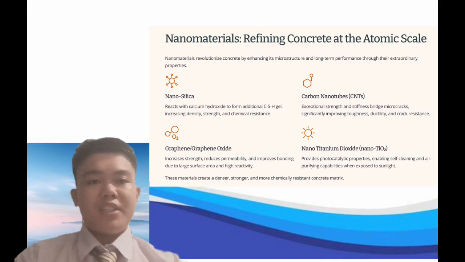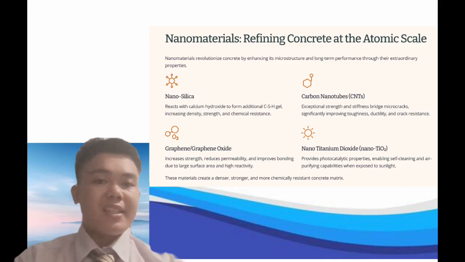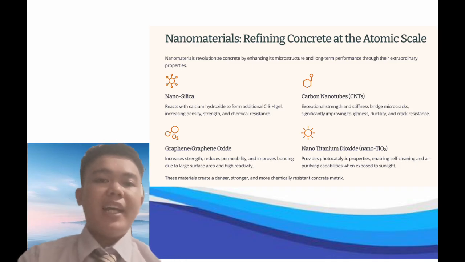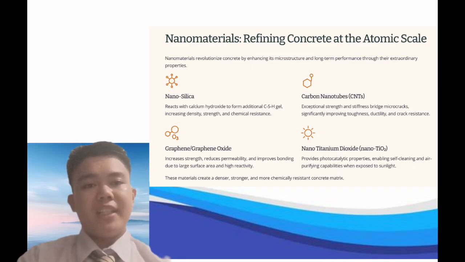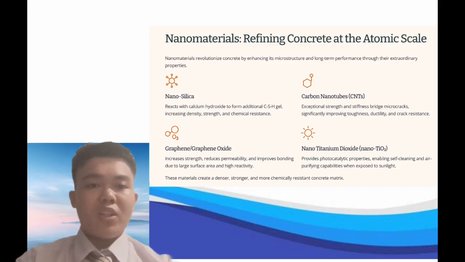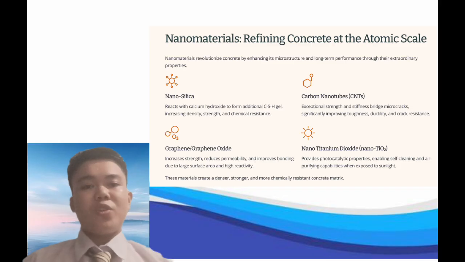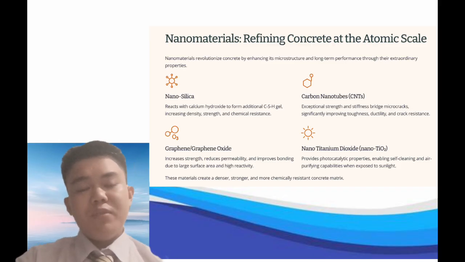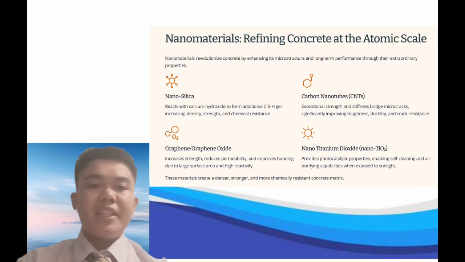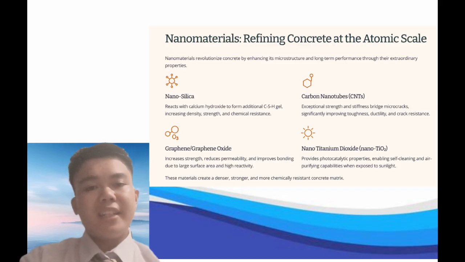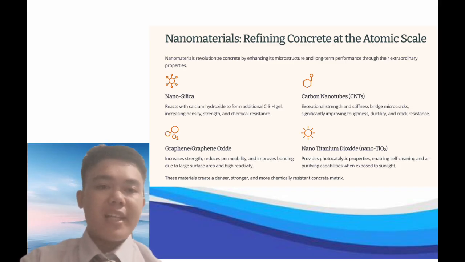Different nanomaterials provide different benefits. Nanosilica reacts with calcium hydroxide during hydration to form additional C-S-H gel, the main strength-giving compound in concrete, resulting in a stronger and more cohesive matrix. Carbon nanotubes are exceptionally strong and stiff, allowing them to bridge microcracks and significantly improve toughness, ductility, and crack resistance.